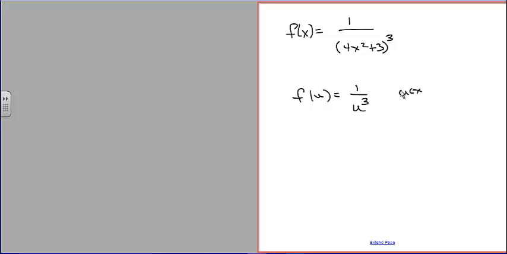Okay, so the first thing we're going to do is look at each problem and figure out what f of u is and what u of x is. Our first problem is 1 over (4x squared plus 3) quantity cubed. So f of u is going to be 1 over u cubed, and u of x is going to be equal to 4x squared plus 3. Now, before you take the derivative of this, you'll need to rewrite it as u to the minus 3 power.